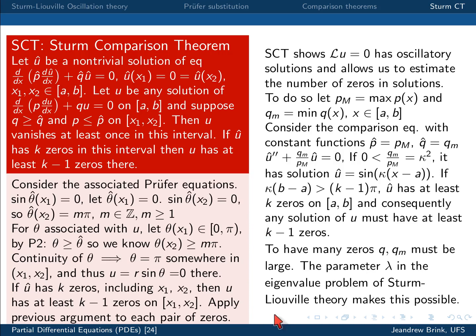And during the next lecture, we'll start looking at the Sturm-Liouville theorem, which includes this eigenvalue problem, as well as using the oscillatory functions obtained and proving that you can expand any function f that obeys the right boundary conditions in terms of solutions to your Sturm-Liouville problem.